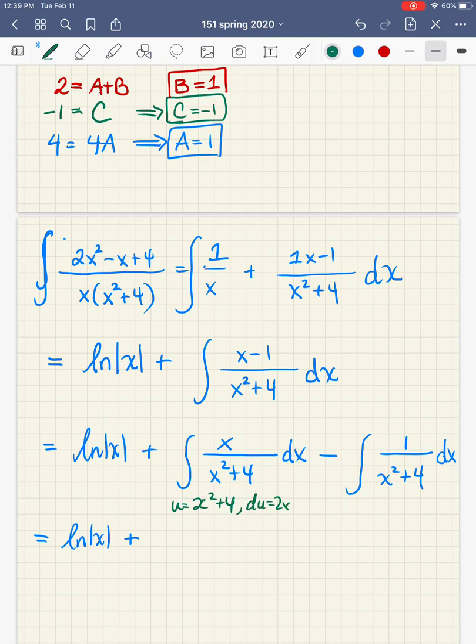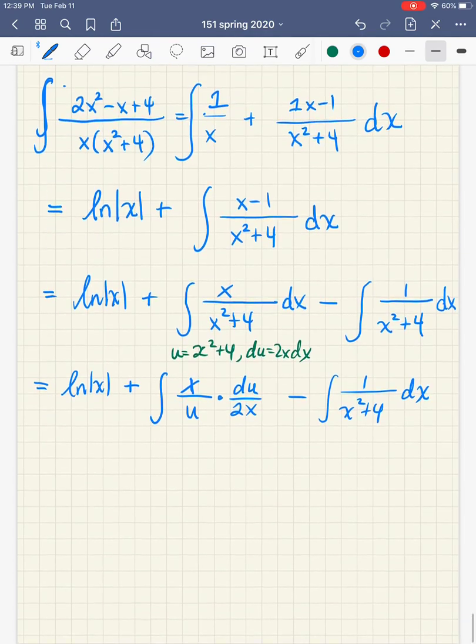du is going to be 2x dx. And so this integral down here is then going to be the integral of 1 over u, there's an x in the numerator still, dx is going to be du over 2x. I can rewrite this last integral. And then finally, I can evaluate this, so the x's are going to cancel out. So I get the integral of du over u, which is the natural log of u.